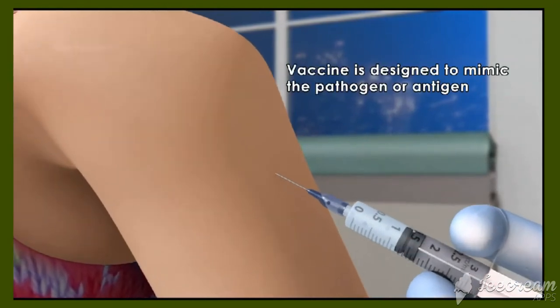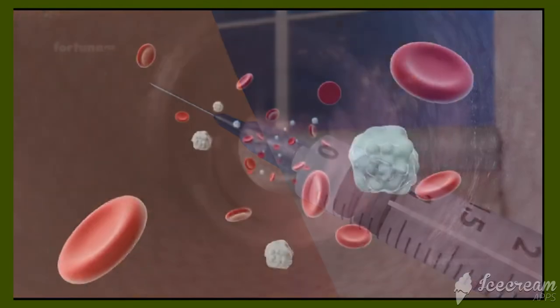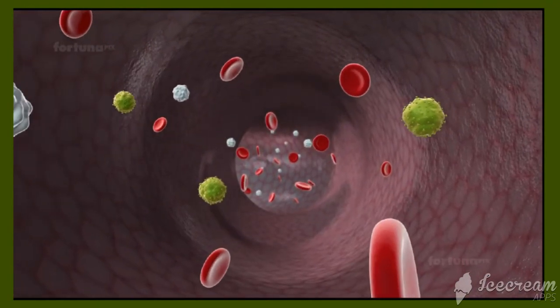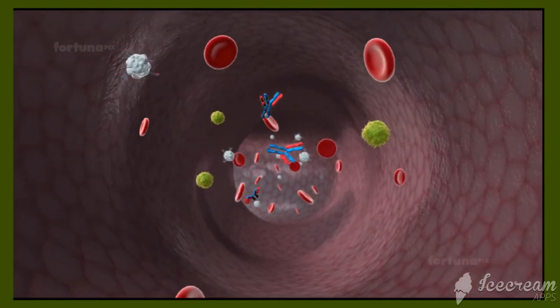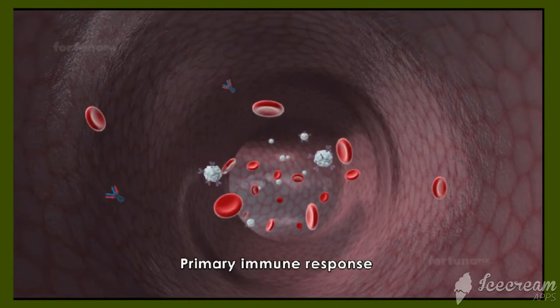A vaccine is designed to mimic the pathogen or antigen. When vaccinated, the immune system responds by producing antibodies for that particular antigen. This is a primary immune response.